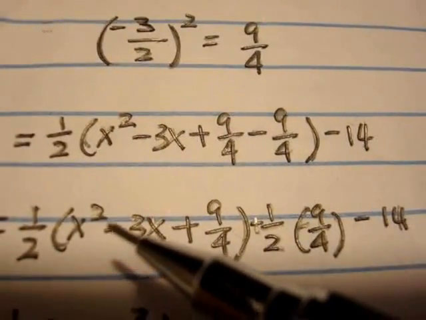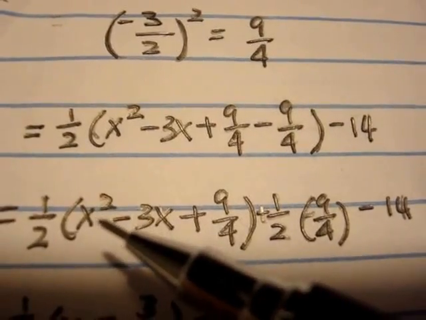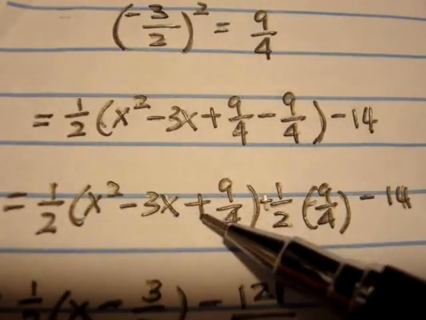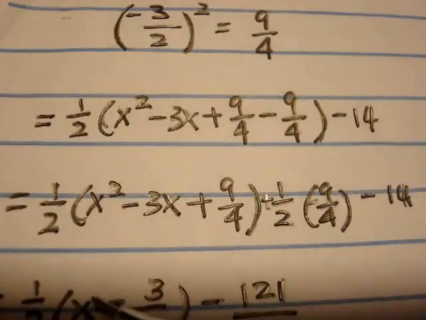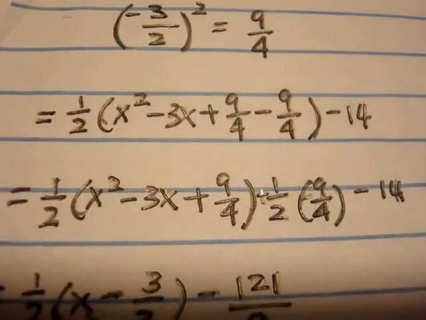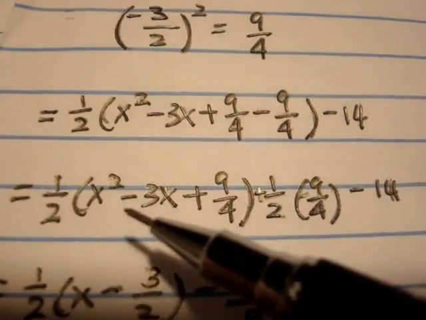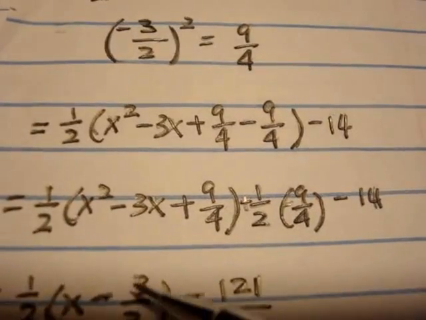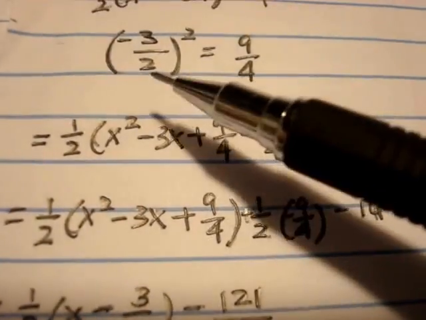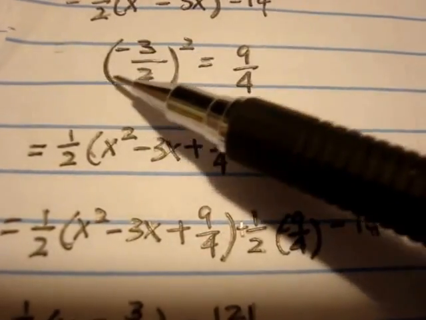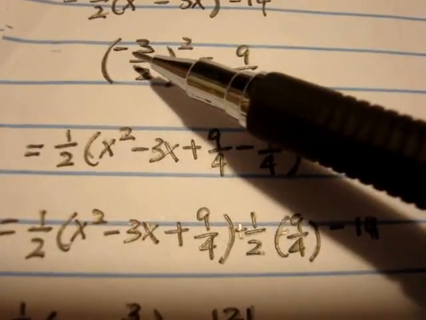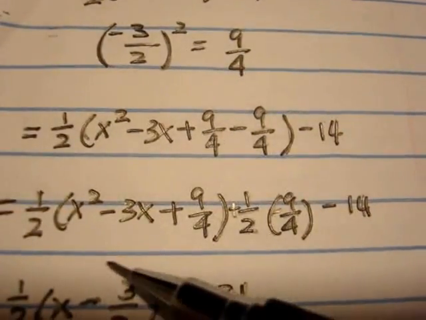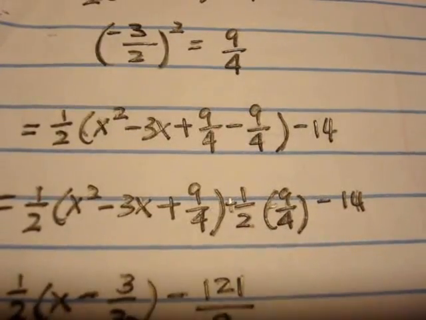After you have that, you need to do the distributed method, which means you take x squared minus 3x plus 9/4, right? You make it into a square. So it will be x minus 3 divided by 2. Where do you get 3 divided by 2 from? Whatever number that's inside this parentheses will be plugged in right here. So it will be negative 3 divided by 2.